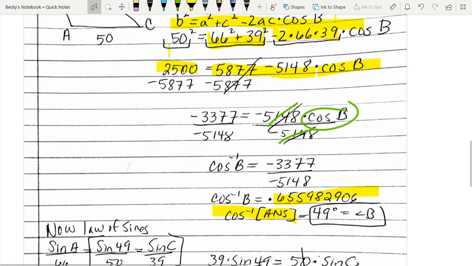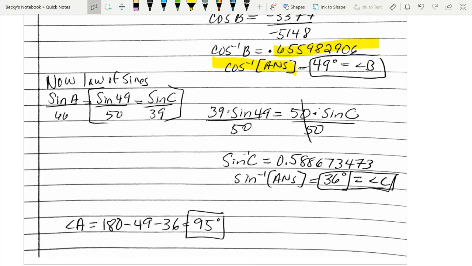Okay, now let's use law of sines again. Let's plug everything in. Now remember, find the acute angles first, so that means I'm not finding A. I'm going to find angle C next. Cross multiply. Remember, the denominator goes first. So 50 times sine C and 39 times sine 49. And if I'm solving for sine C, that means I'm dividing both sides by 50.